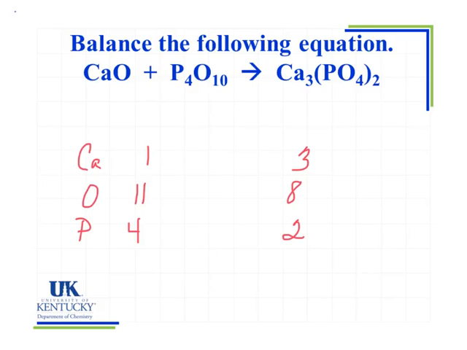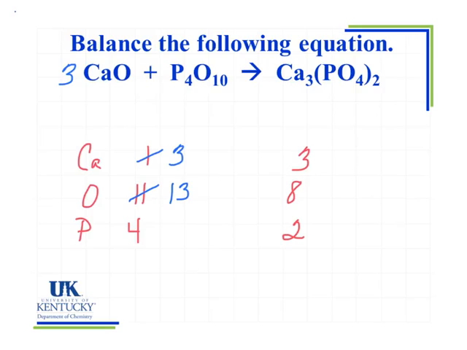So the first thing I'm going to do is add in my coefficient for calcium because I want to balance that, so I need a 3 in front of the calcium oxide. When I do that, it changes the calcium from 1 on the left to 3 on the left. It also changes my oxygens. Now I have 3 oxygens and 10 oxygens for a total of 13 oxygens. So now my calcium is balanced, my oxygen is still not balanced, and my phosphorus is not balanced.